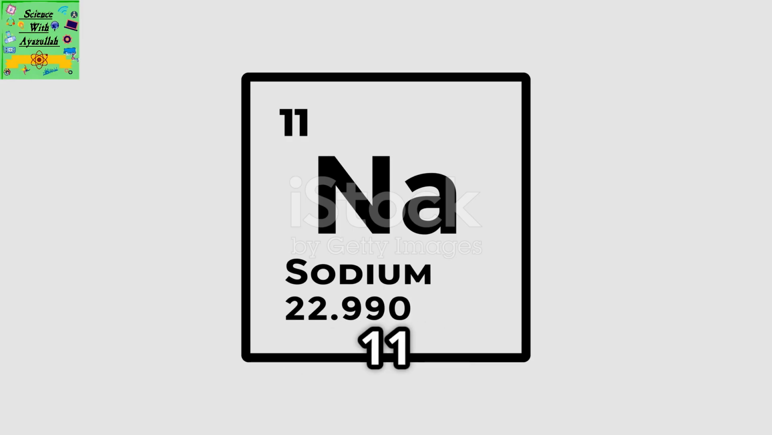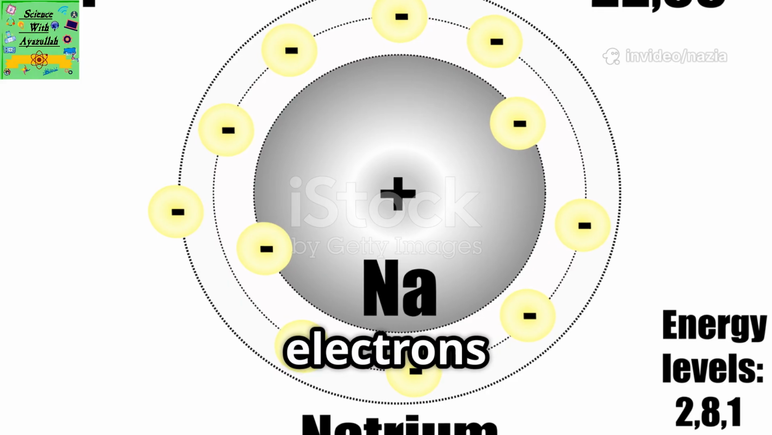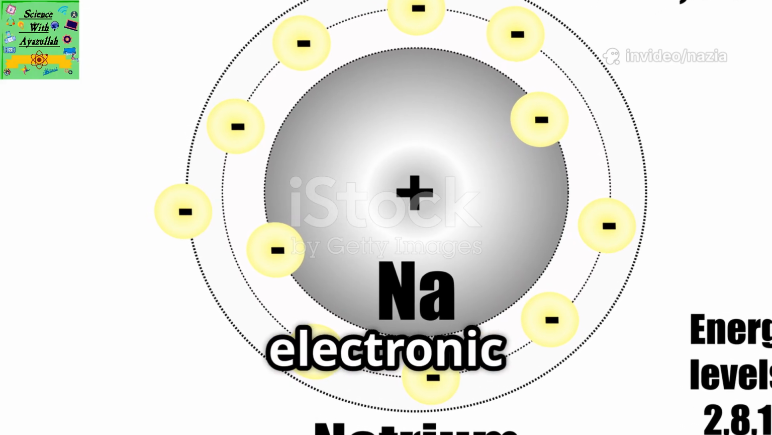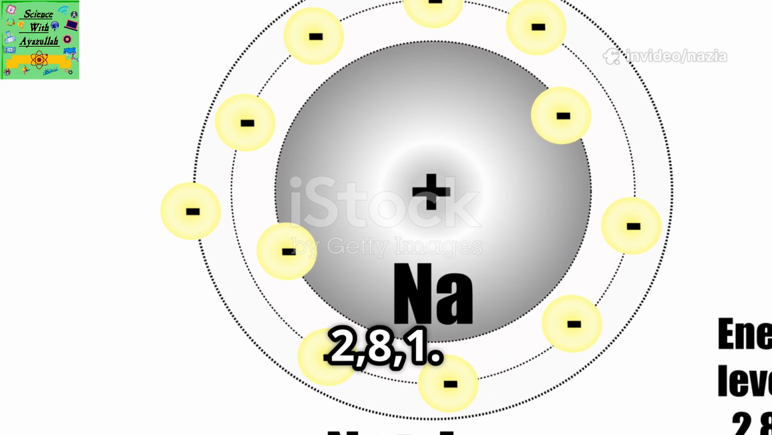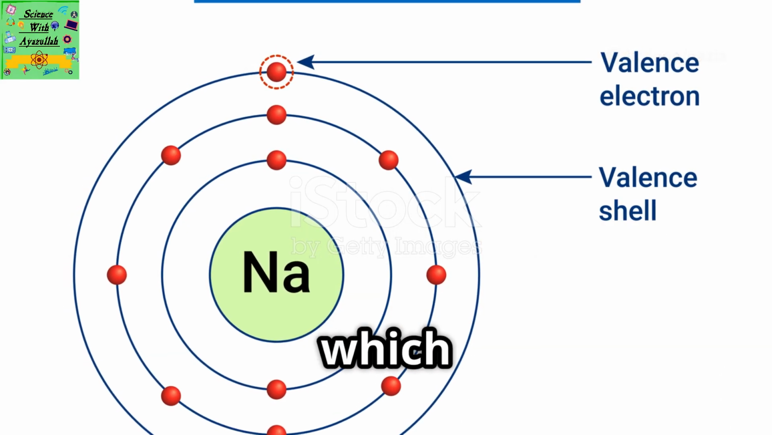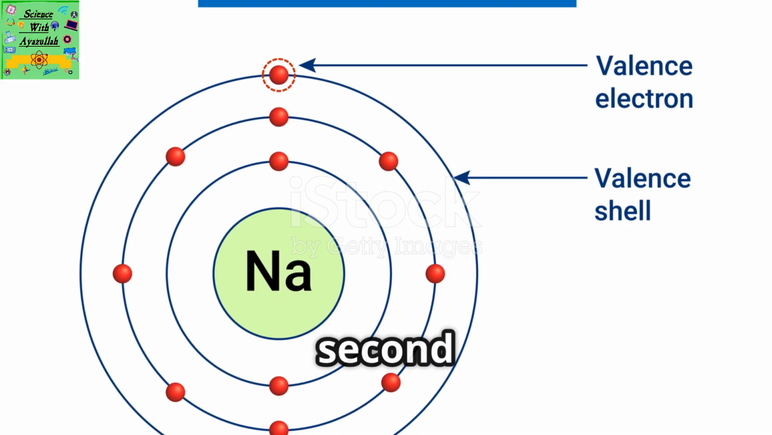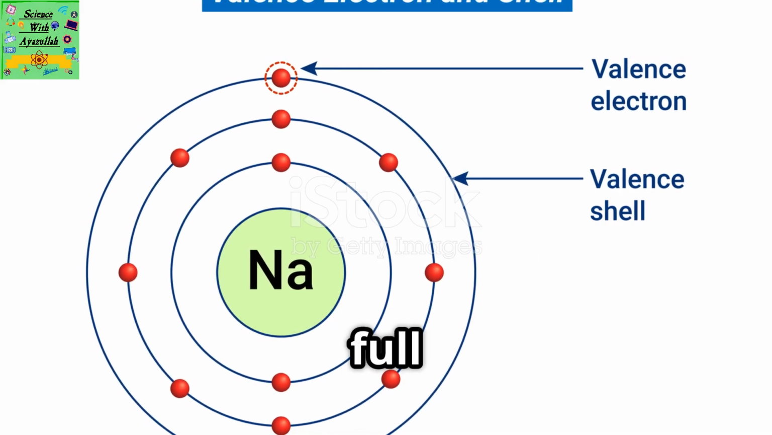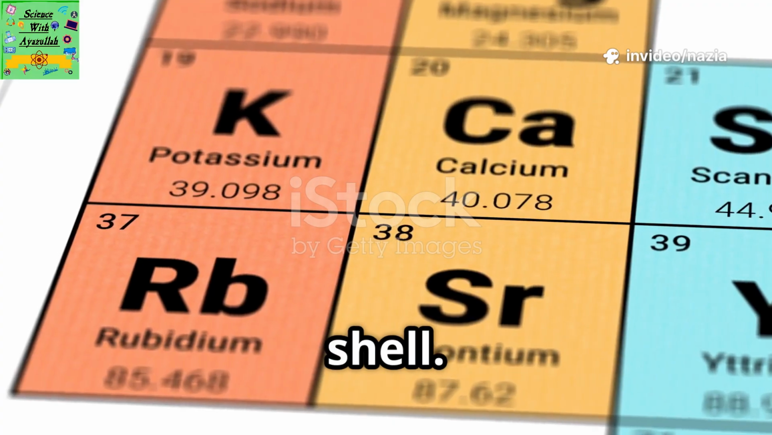This atom contains 11 protons, 11 electrons, and 12 neutrons. The electronic structure is 2,8,1. This means there are 2 electrons in the lowest electron shell, which is full, and 8 electrons in the second electron shell, which is full, and 1 electron in the third electron shell.